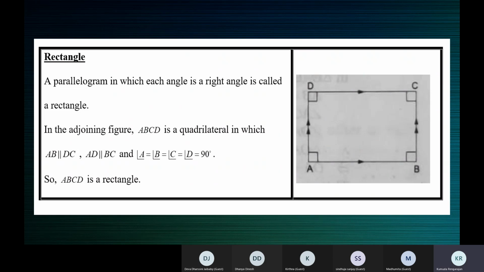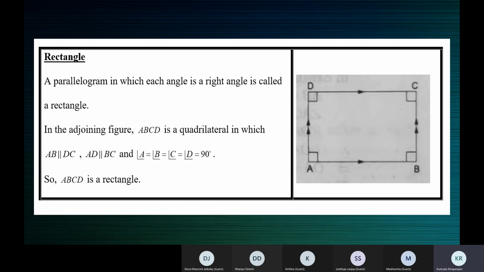A parallelogram in which each angle is a right angle is called a rectangle. This is the definition of a rectangle. If in a parallelogram, supposing you identify a figure as a parallelogram in which one angle is a right angle, then the figure is called a rectangle.